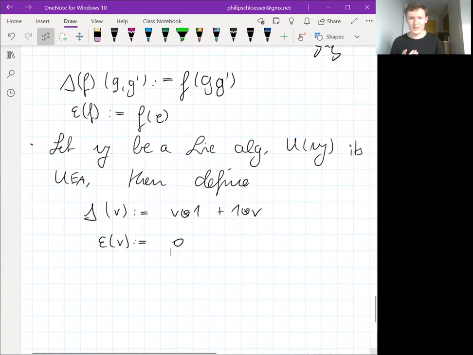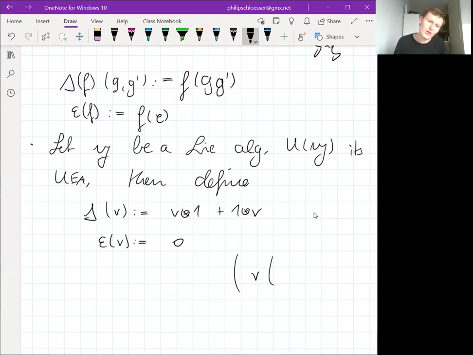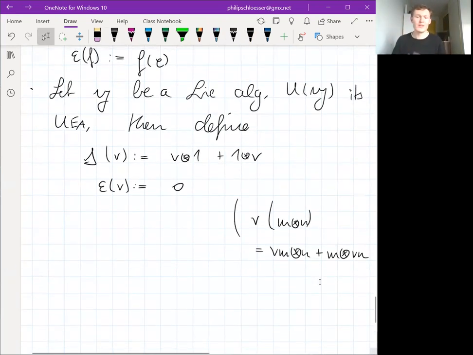Then this also gives us a valid bialgebra structure, and this essentially amounts to saying that when you take the tensor product of two Lie algebra representations, then an element V of that Lie algebra acting on M tensor N is the same as V acting on the first component, tensored with the second component, plus just V acting on the second component, which is how once upon a time we defined taking the tensor product of Lie algebra representations.